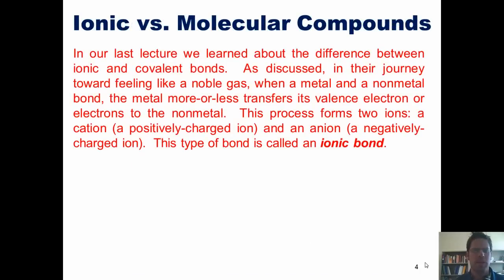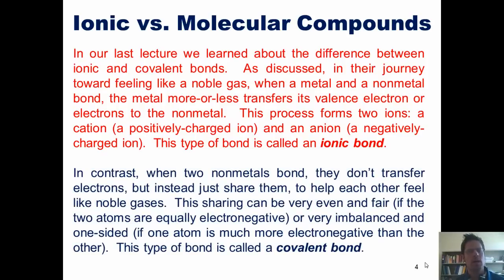In our last lecture, we learned about the difference between ionic and covalent bonds. As discussed, in their journey toward feeling like a noble gas, when a metal and a non-metal bond, the metal more or less transfers its valence electron, or electrons, to the non-metal. This process forms two ions, a cation, which is a positively charged ion, and an anion, which is a negatively charged ion. This type of bond is called an ionic bond.